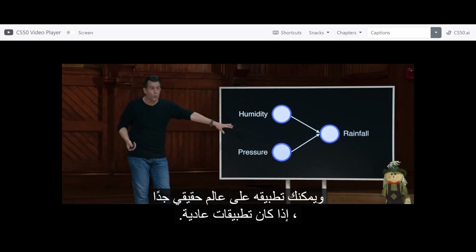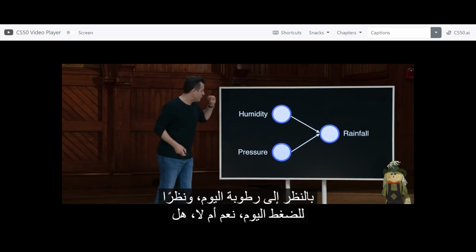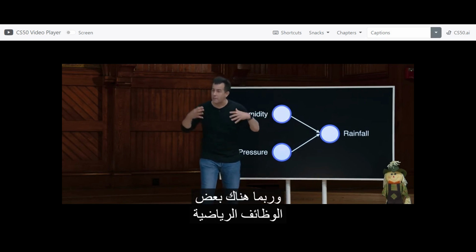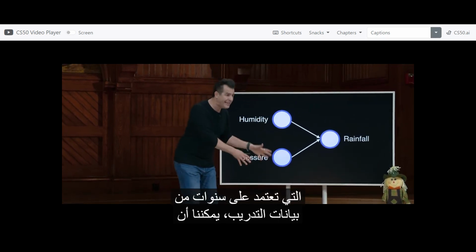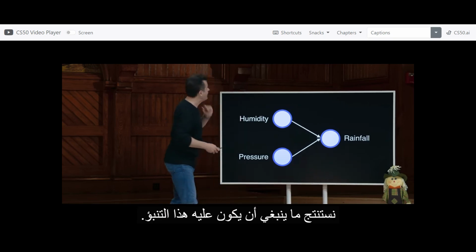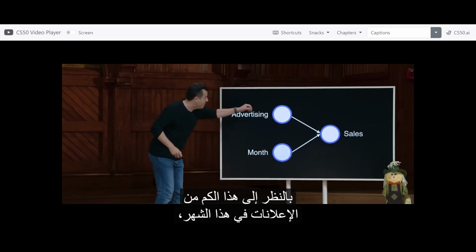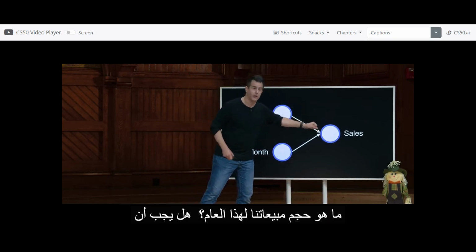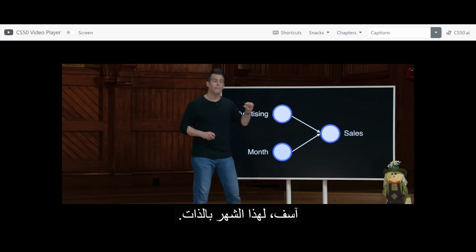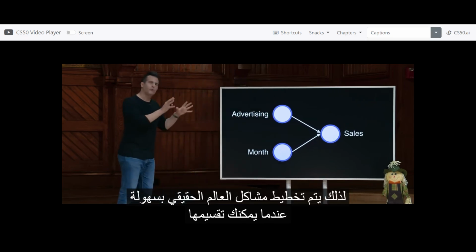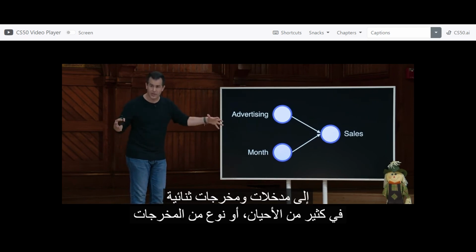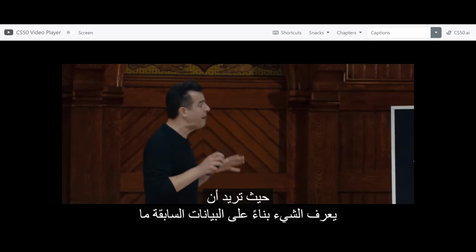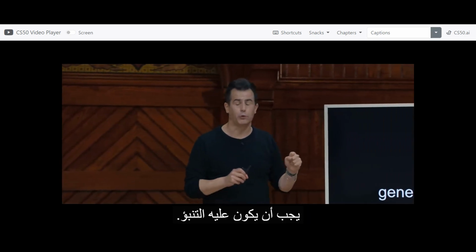And you can apply it to very real world, if mundane, applications. Given today's humidity, given today's pressure, yes or no, should there be rainfall? And maybe there is some mathematical function that, based on years of training data, we can infer what that prediction should be. Another one: given this amount of advertising in this month, what should our sales be for that year? Should they be up or should they be down? Sorry, for that particular month. So real world problems map readily when you can break them down into inputs and a binary output often, or some kind of output where you want the thing to figure out based on past data what its prediction should be.